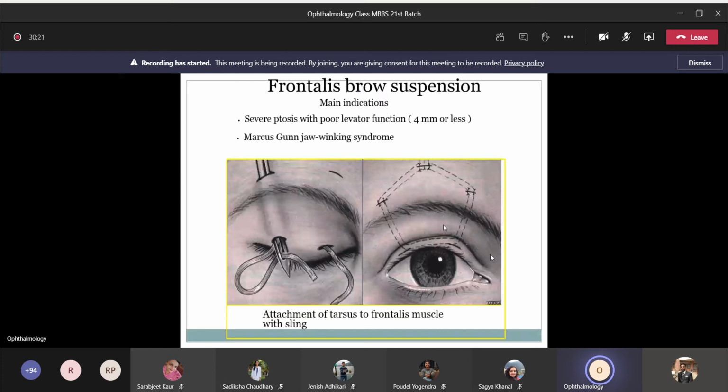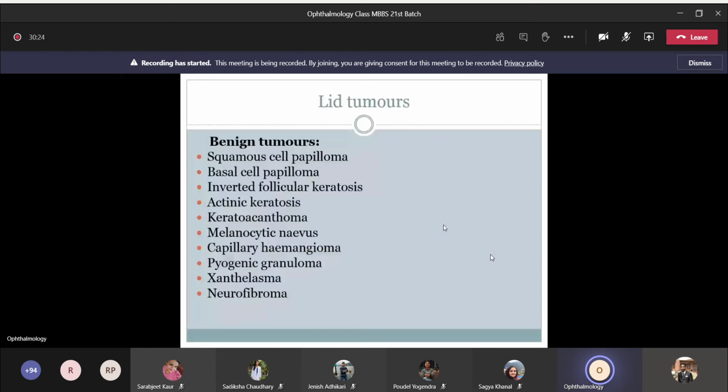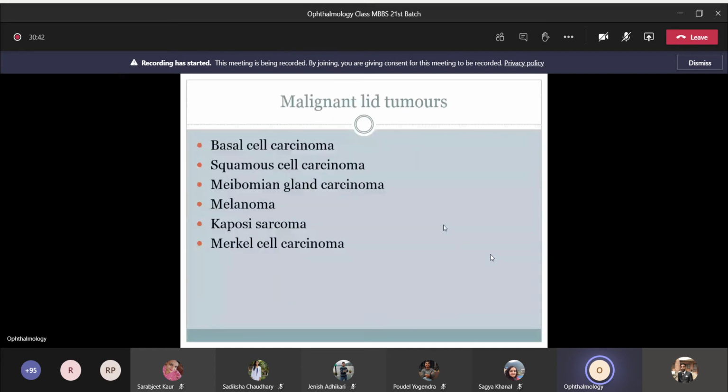Now coming to lid tumors. Benign lid tumors include squamous cell papilloma, basal cell papilloma, inverted follicular keratosis, actinic keratosis, keratoacanthoma, melanocytic nevus, capillary hemangioma, pyogenic granuloma, xanthelasma, and neurofibroma. And malignant lid tumors include basal cell carcinoma, squamous cell carcinoma, Meibomian gland carcinoma, melanoma, Kaposi sarcoma, Merkel cell carcinoma.